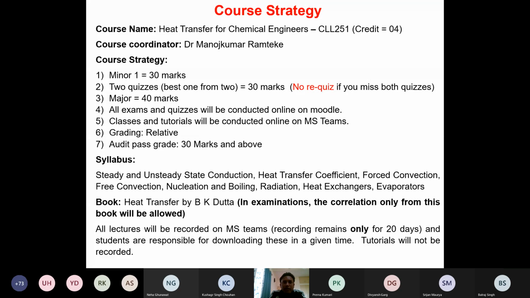So we will have minor 1, 30 marks. We will have 2 quizzes. Out of 2 quizzes, the best one will be counted. Each quiz will be 30 marks each. Since we are counting the best out of 2, there will not be any re-quiz if you miss. And if you miss both the quizzes, then you lose all 30 marks. Major will be 40 marks, so that total becomes 100.